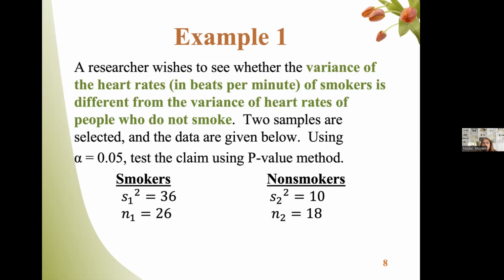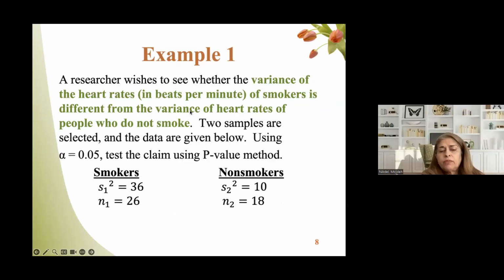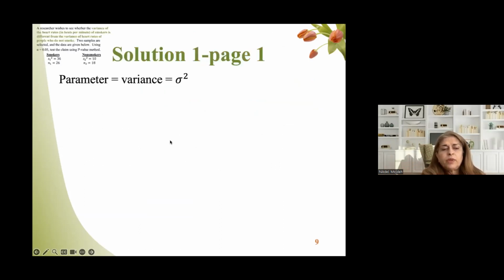And I want to test the claim. First of all, my parameter is variance. And what is the claim? Sigma squared is variance, so I have to put subscripts. Sigma squared sub 1, sigma squared sub 2, they are not equal to each other. They're different from each other. Parameter is variance sigma squared. Claim: sigma squared sub 1 not equal to sigma squared sub 2.